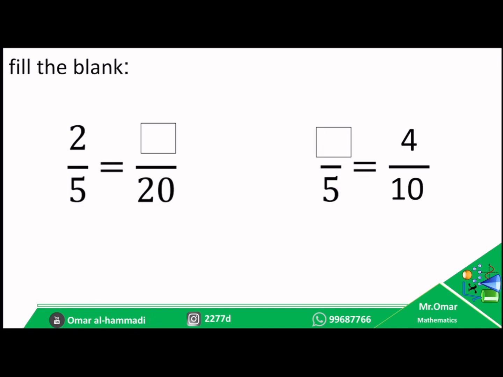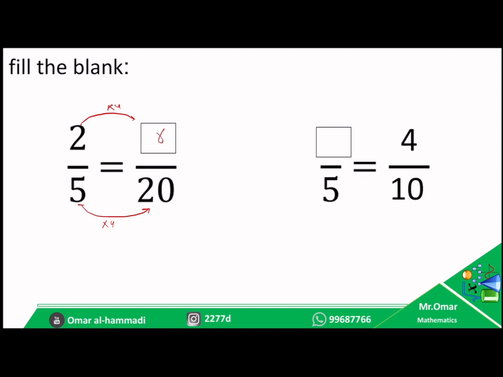Here we give us what? We want to fill the blank. Here we have 5 will give us 20, when we multiply 5 by 4. So the same thing here, we have to multiply the numerator. 2 multiplied by 4 will give us what?